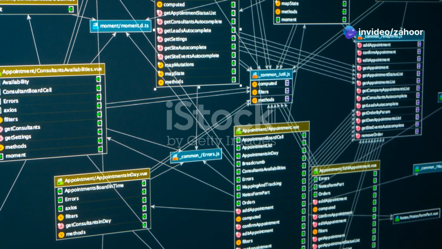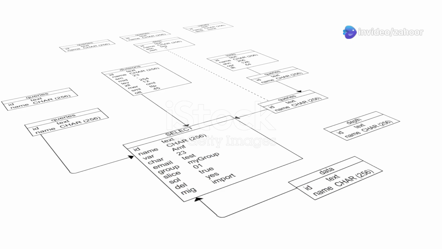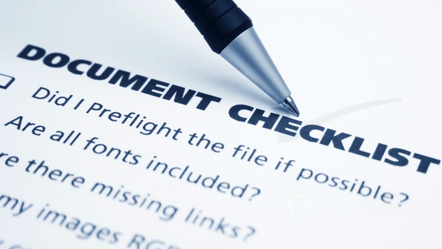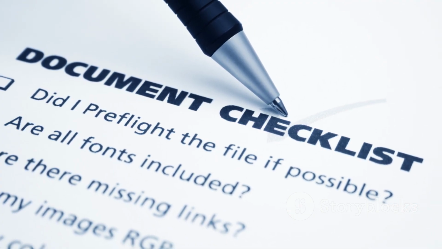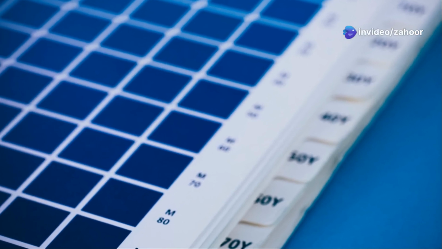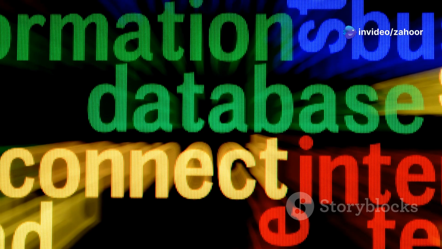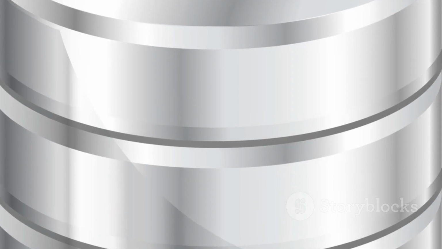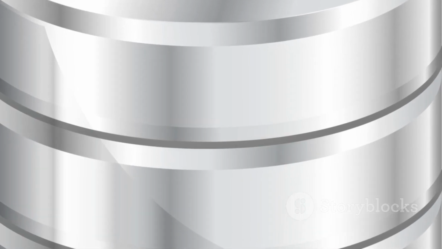First normal form is the first step in normalization. It sets the foundation for a relational database. A table is in first normal form if it meets the following criteria: atomic values. Each column should contain only atomic values. This means each cell should hold a single indivisible piece of data. No repeating groups. There should be no repeating groups of columns within the table.